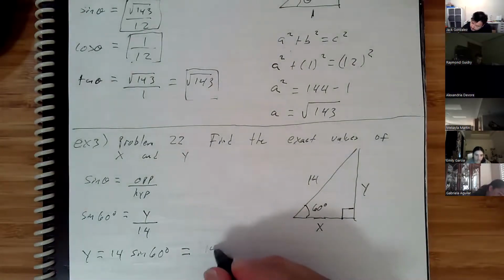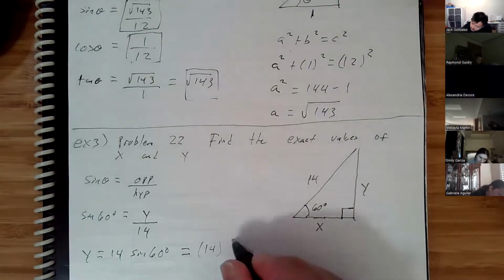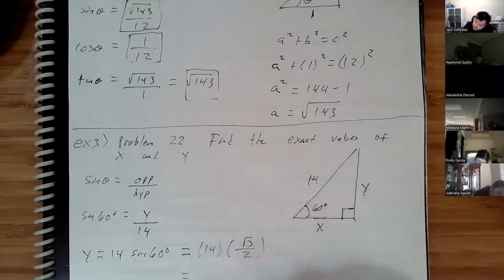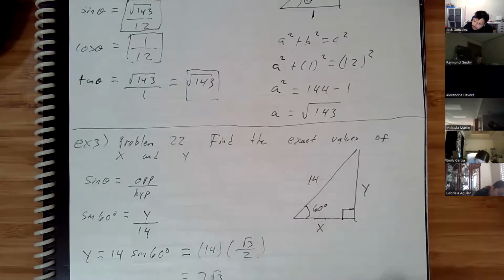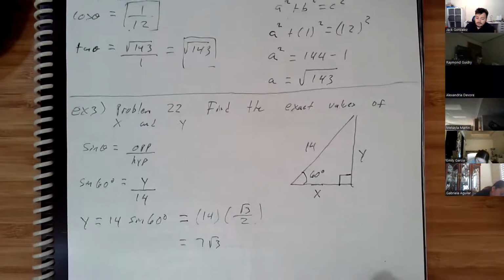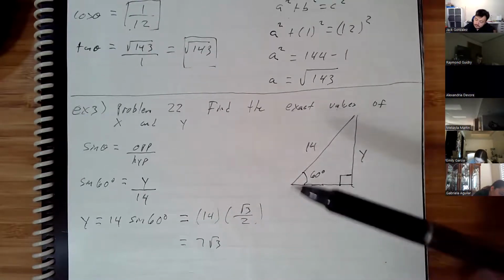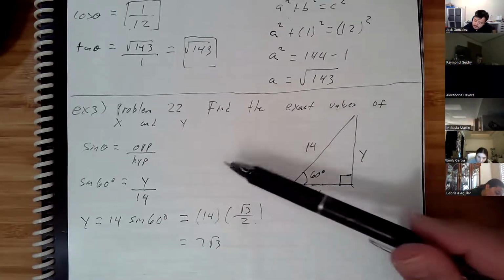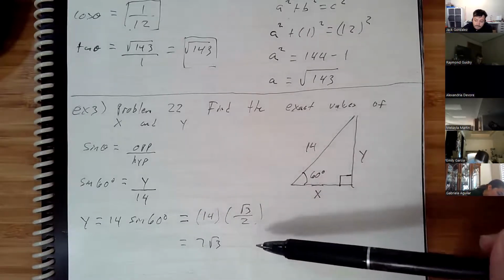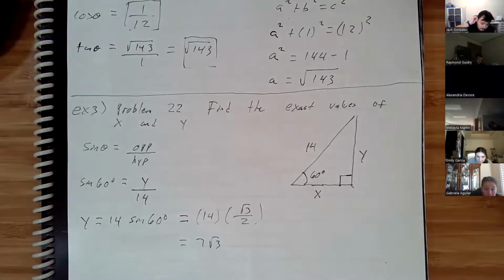So 14 times square root 3 over 2. That would be 7 root 3, right? I skipped some algebra here. You guys see how I got to here? Because I skipped a little bit there and here. Let me know if you missed something or if you don't see it. No big deal.